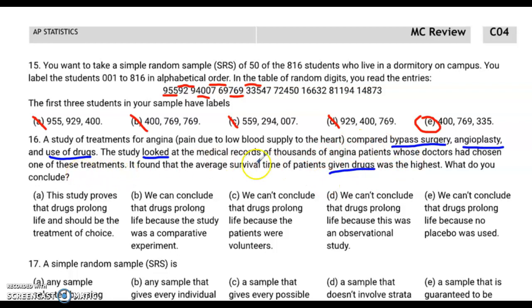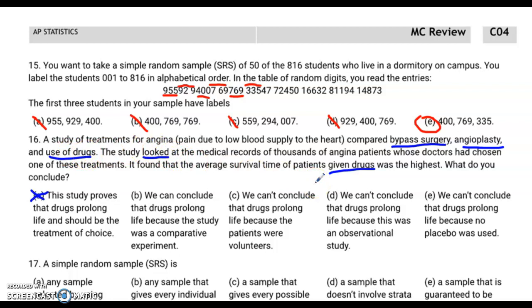The conclusion here to an uneducated person, or a person who's not knowledgeable in the ways of statistics, might be, oh, drugs prolong life and this should be the treatment of choice. Unfortunately, that is not the case here. What we're looking at is a situation in which we see some sort of correlation, but what we don't see is a random assignment of treatments, right?